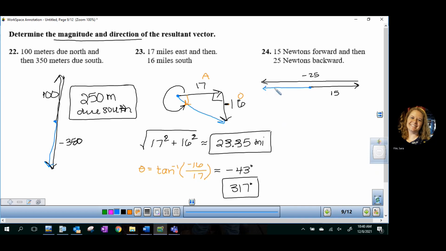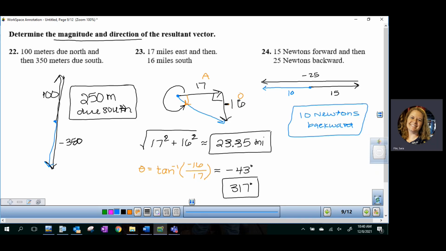Y'all agree? So what is the length of this resultant? The length is 10. Now it would be negative because it's to the left. So we'll use the direction that they're giving, which is just forward and backward. So it's going to be 10 newtons backward. If they wanted it as an angle, what angle would that be? 180. Okay, it's to the left, directly to the left or west. That'd be 180. Does that make sense?